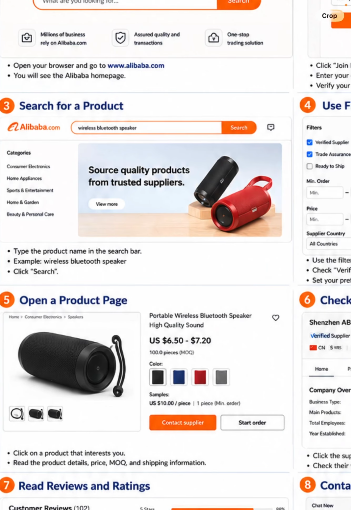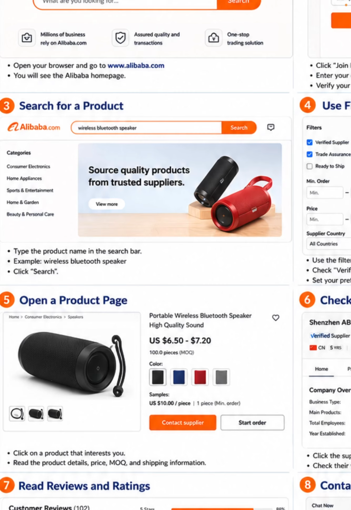Then coming to search for a particular product. You have made your survey that this is the product you want to sell in America. So let's take, for instance, a wireless Bluetooth speaker. So you're going to search for this product.